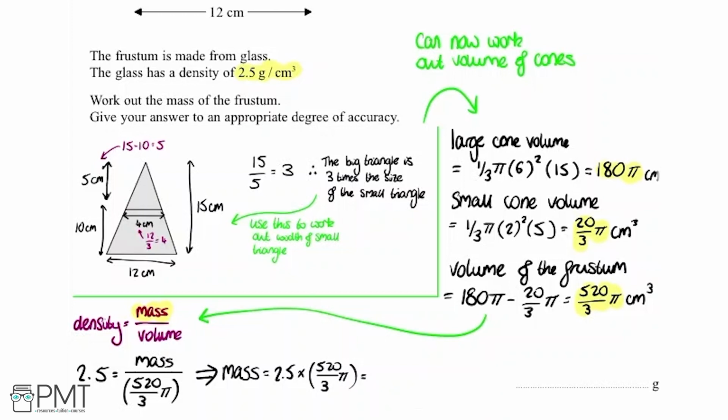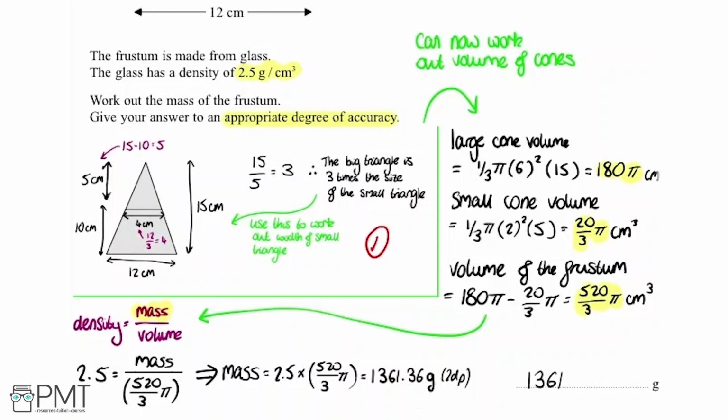And working that out into the calculator, we get 1361.36 to 2 decimal places. And that's grams in this case. The question asks for an appropriate degree of accuracy here, so I'm going to round this to the nearest gram. This is going to be 1361. So we get the first mark in this box here.